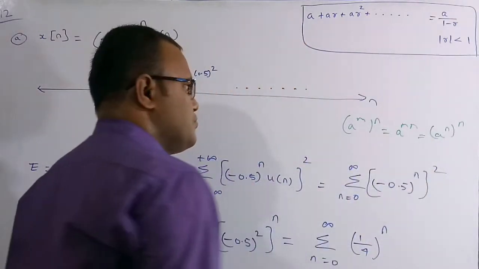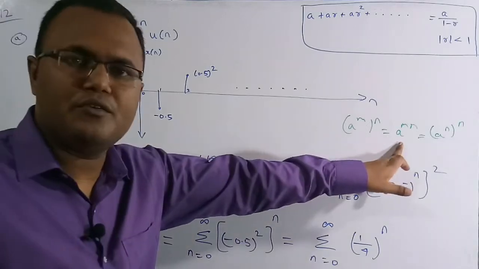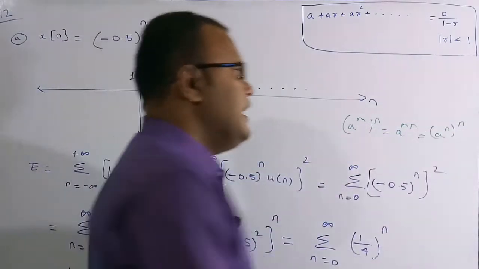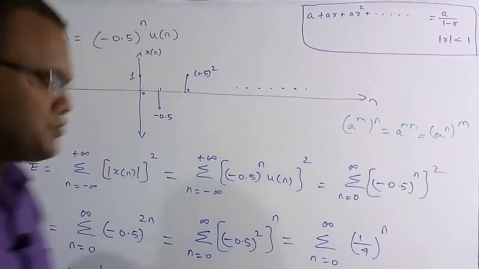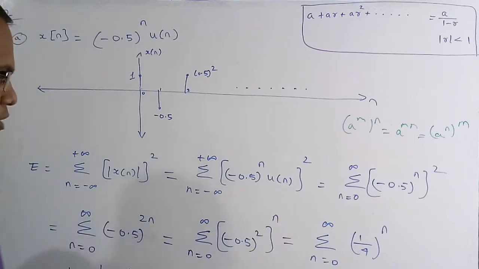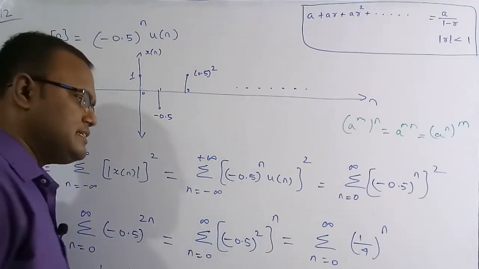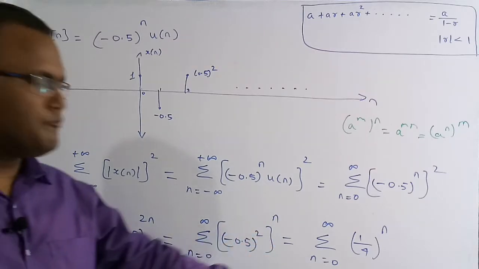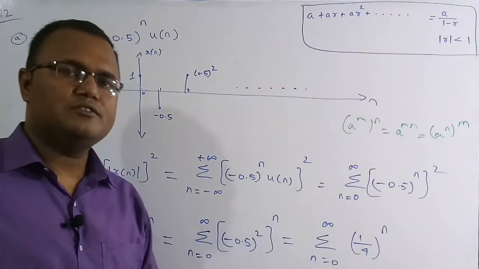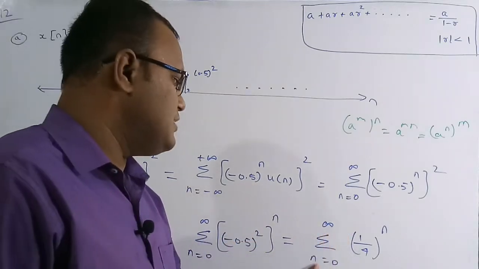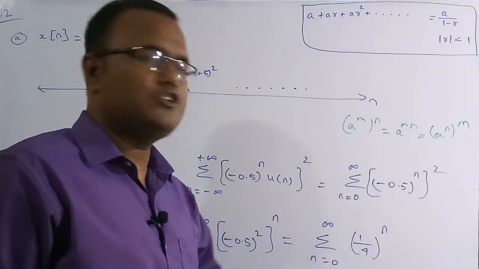So both are the same. (a^m)^n is equal to a^(m·n), and similarly (a^n)^m is nothing but again a^(m·n). The same thing I am going to do here, 2 and all to the power of n. So (-0.5)² is nothing but (-1/2)², which is 1/4, because it is always a positive value since we are squaring. So the sum from n equals 0 to infinity of (1/4)^n.